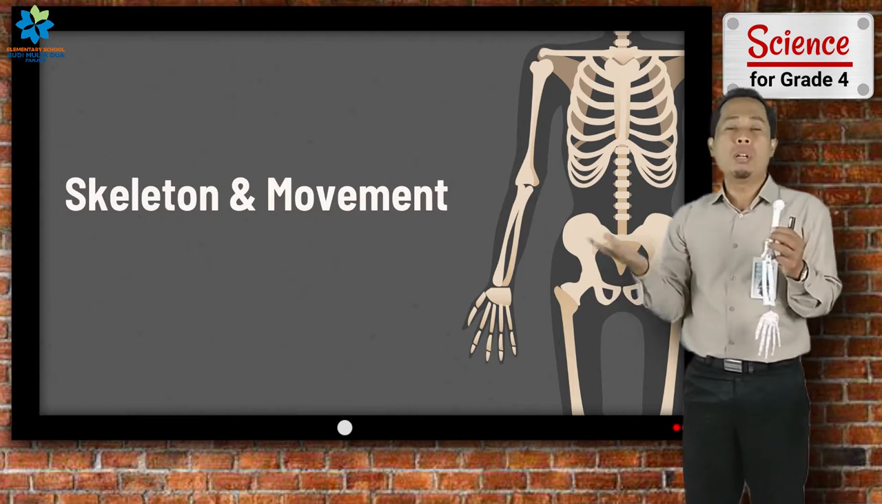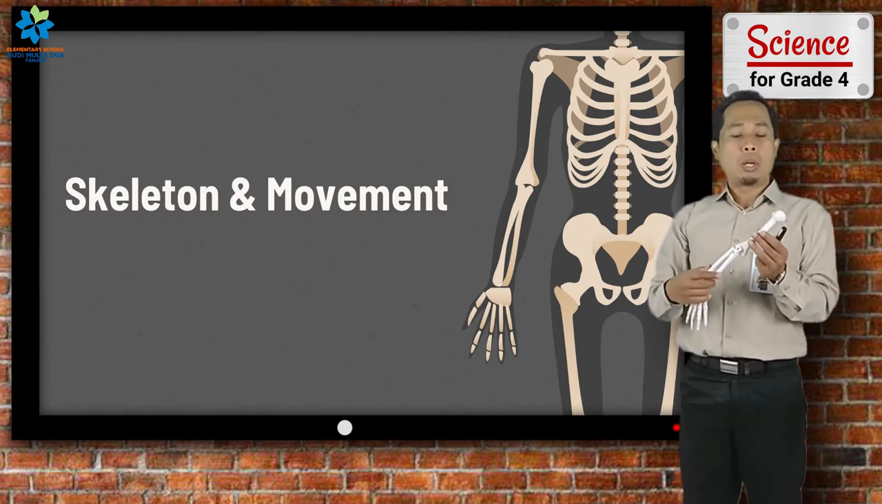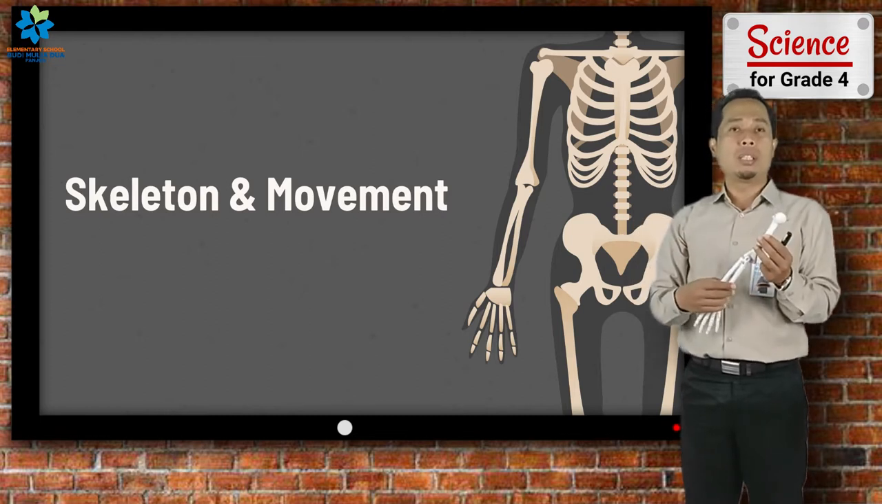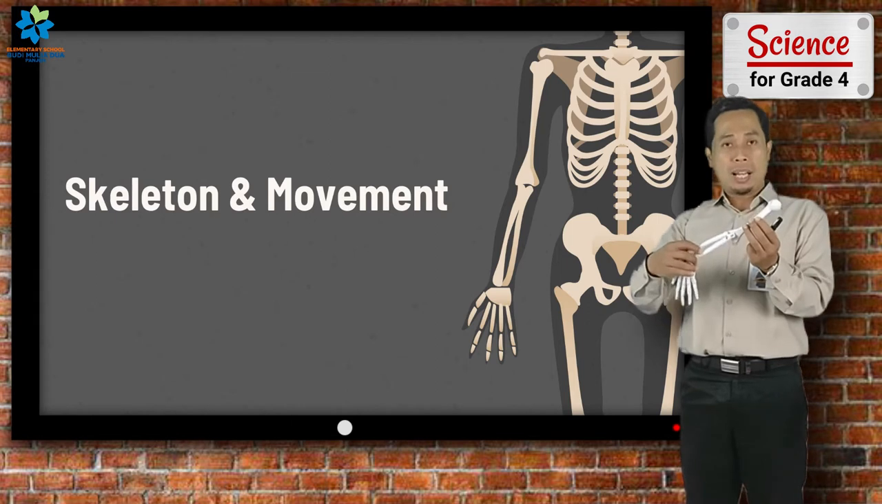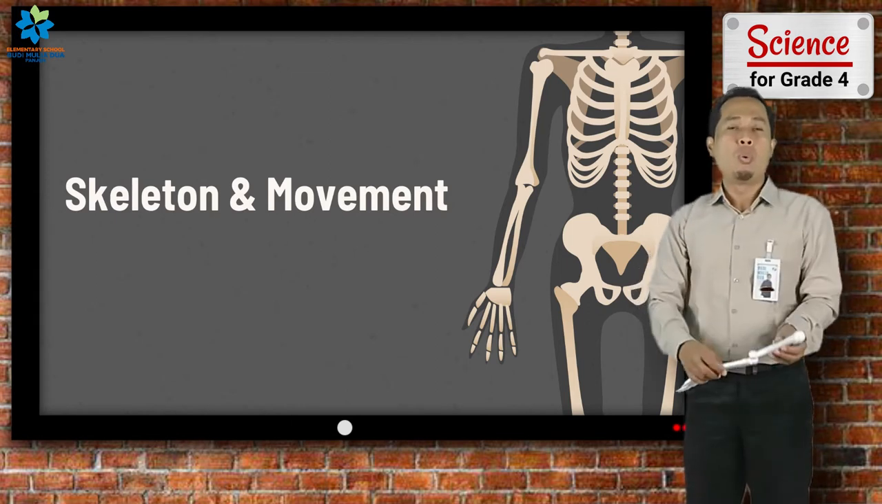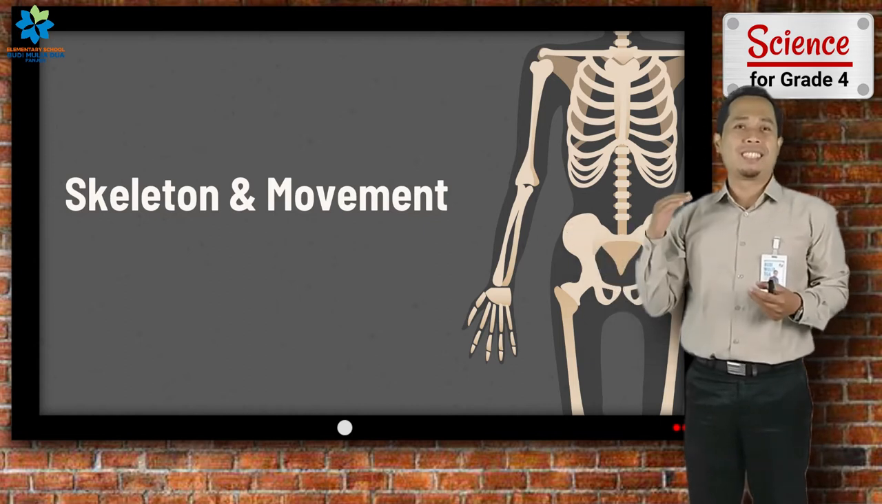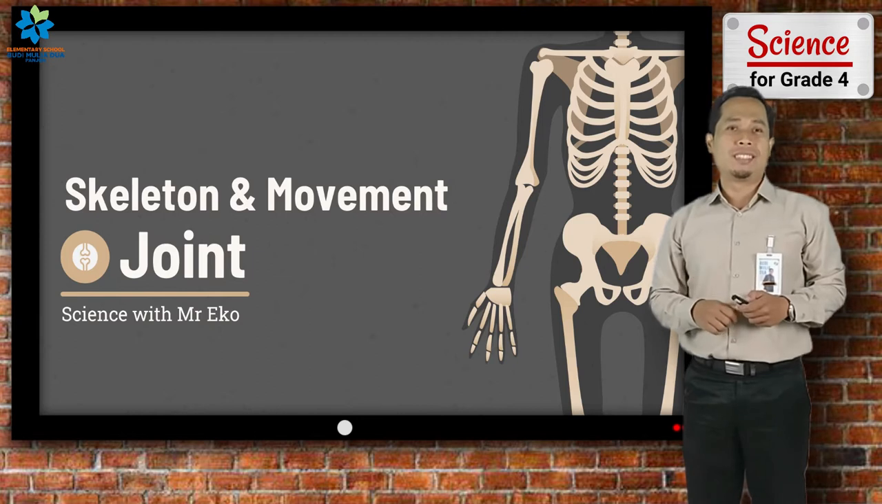There are a lot of bones in our body. And today we are going to learn about how the bones in our body join together. For example, this one. This is how humerus and ulna join together. So we can do movement like this. So today we are going to learn about joint.